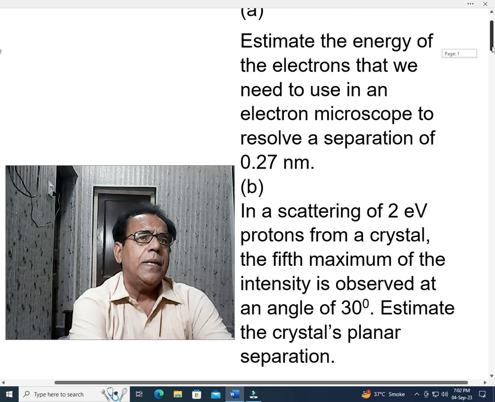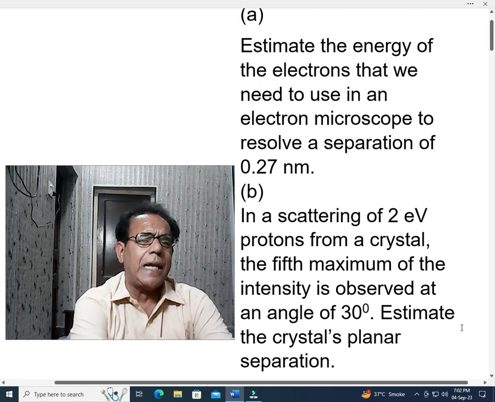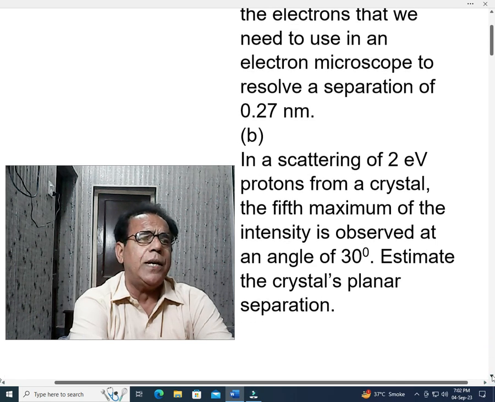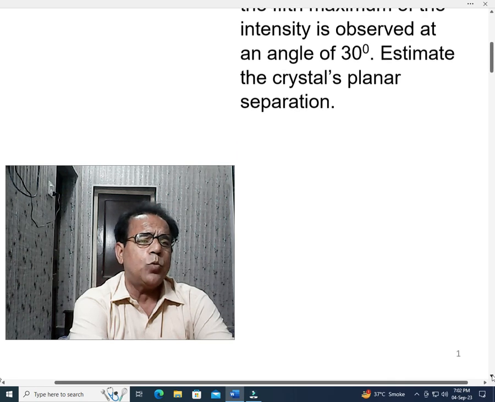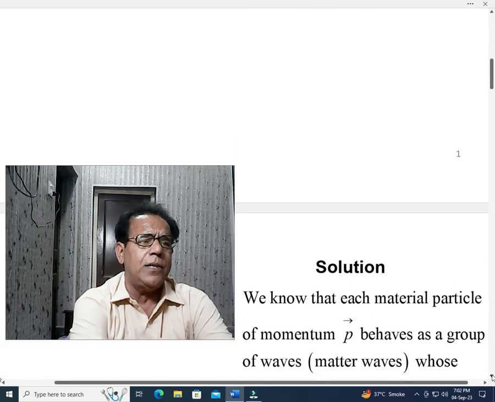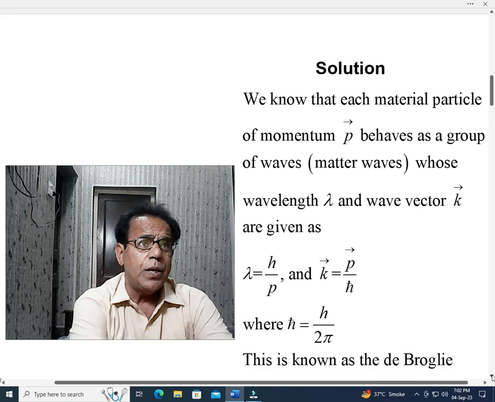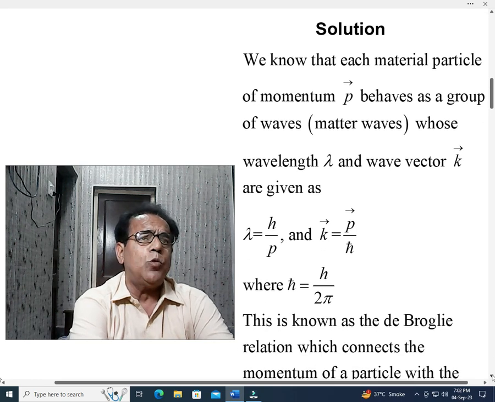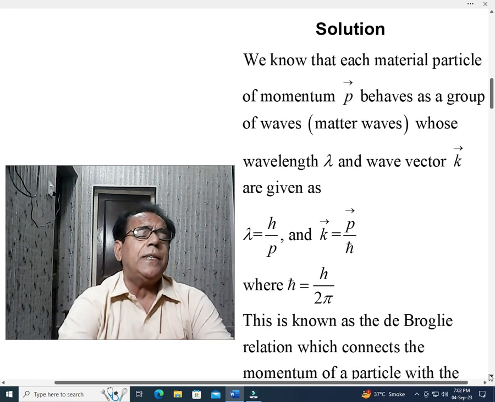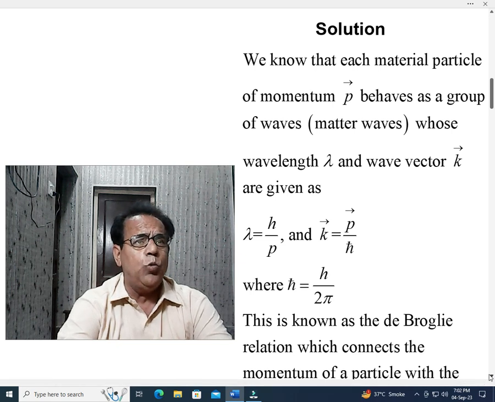We have solved several similar problems in our previous videos, in which we had chosen the book of Kenneth S. Krane, Modern Physics. But now we are following Quantum Mechanics by Nouredine Zettili. So we come towards the solution, and first we try to develop a foundation regarding the understanding of this problem.